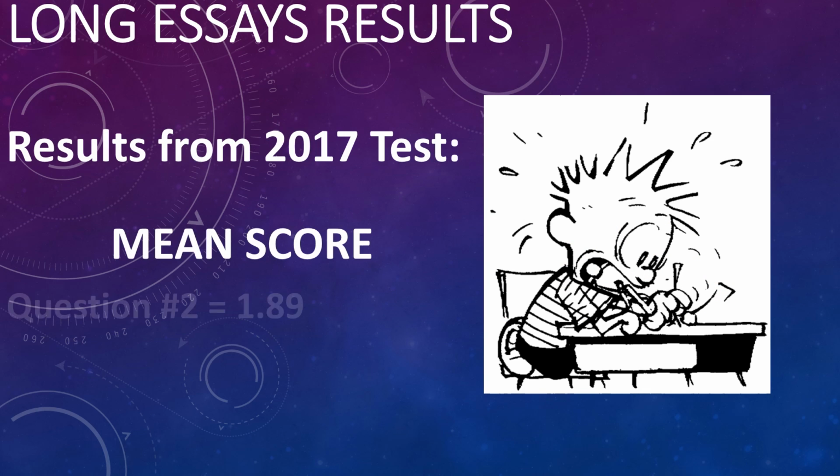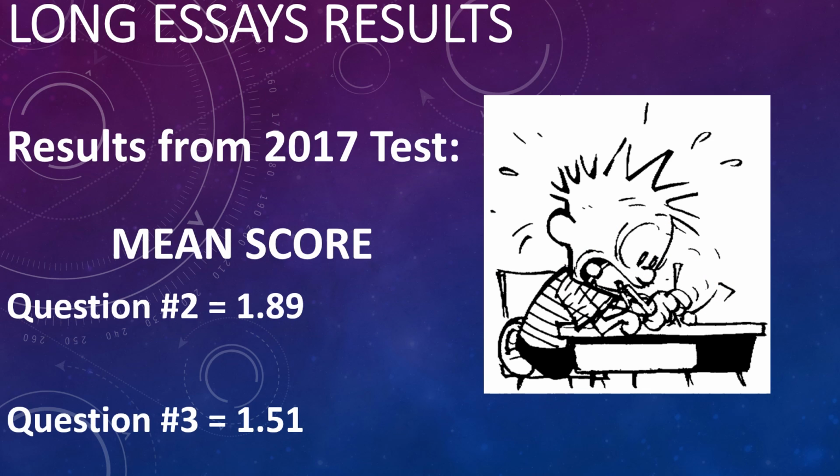Just to get started, I thought I would show you some of the results from the 2017 test. Just take a look at the mean score. The mean score for question number 2 was 1.89, and the mean score for question number 3 was 1.51. If you don't know what question number 2 was, it had to do with your understanding of the 19th Amendment. And if you've taken AP US History and you don't understand the 19th Amendment, that is a problem.